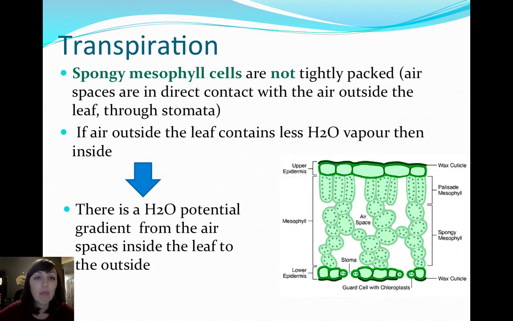Okay. So the spongy mesophyll cells are not tightly packed together. There are plenty of air spaces that are in direct contact with the air outside the leaf through the stomata. So if air outside the leaf contains less water vapor than inside, right? So it's more humid inside the plant, then there is a water potential gradient from the air spaces inside the leaf to the outside.